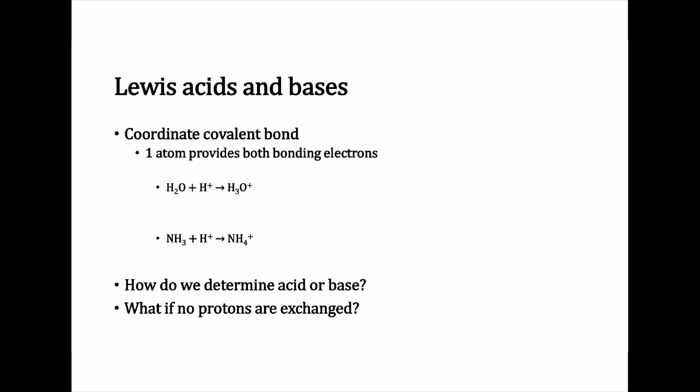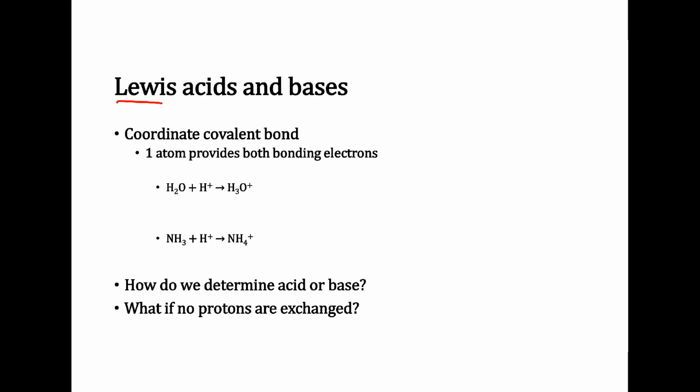Let's get a more general definition for acids and bases. We've talked about Arrhenius acids and bases. We've talked about Bronsted-Lowry acids and bases in terms of proton transfer. So now we're going to talk about acids using the Lewis acids and bases definition. Whenever we start talking about Lewis acids and bases, the first thing we want to look at is what a coordinate covalent bond is.